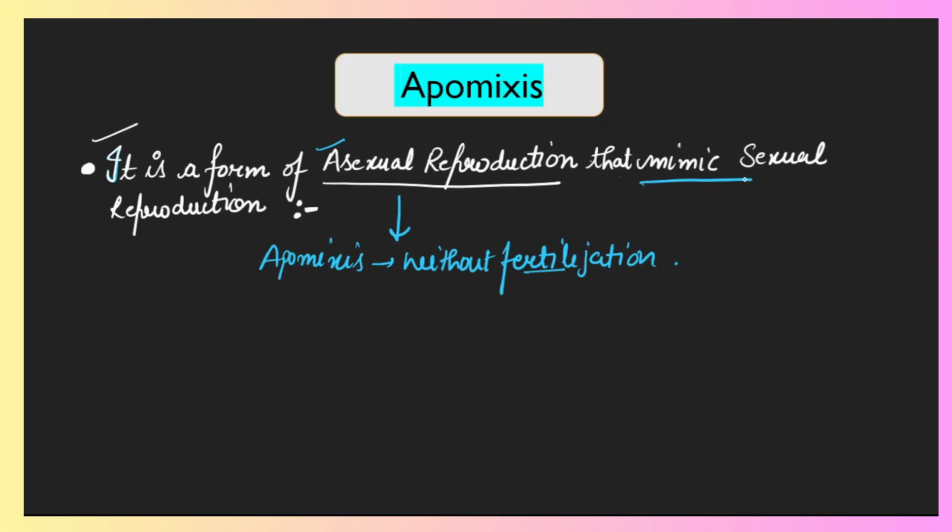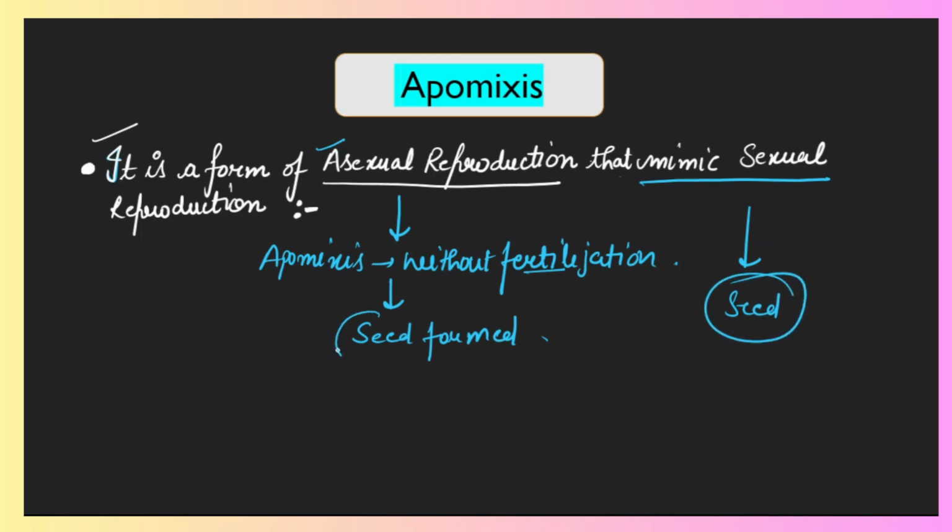But how does it mimic sexual reproduction? Because after apomixis takes place, which structure is formed? The seed is formed, which is also a product of sexual reproduction. So the product of apomixis is also the seed, as in sexual reproduction. That's why we can say that it mimics sexual reproduction.